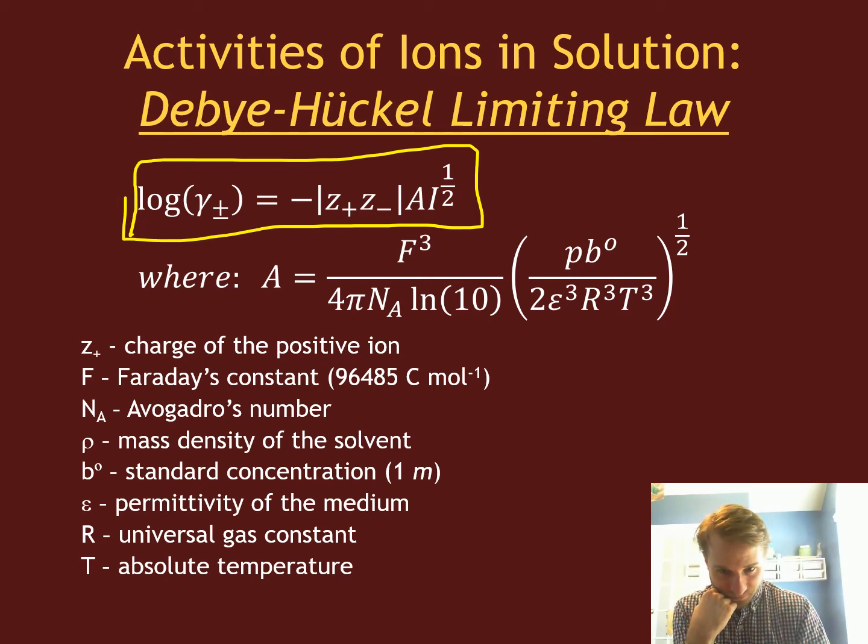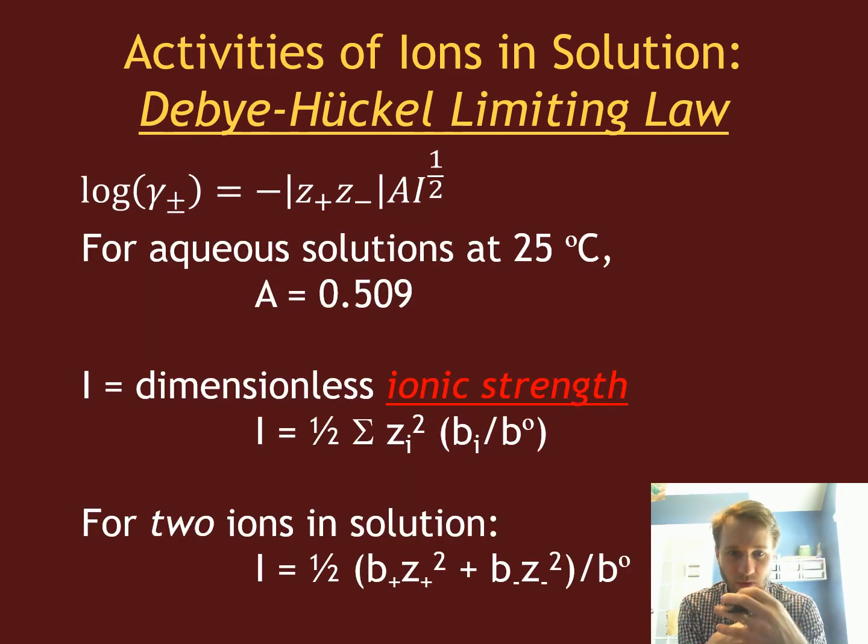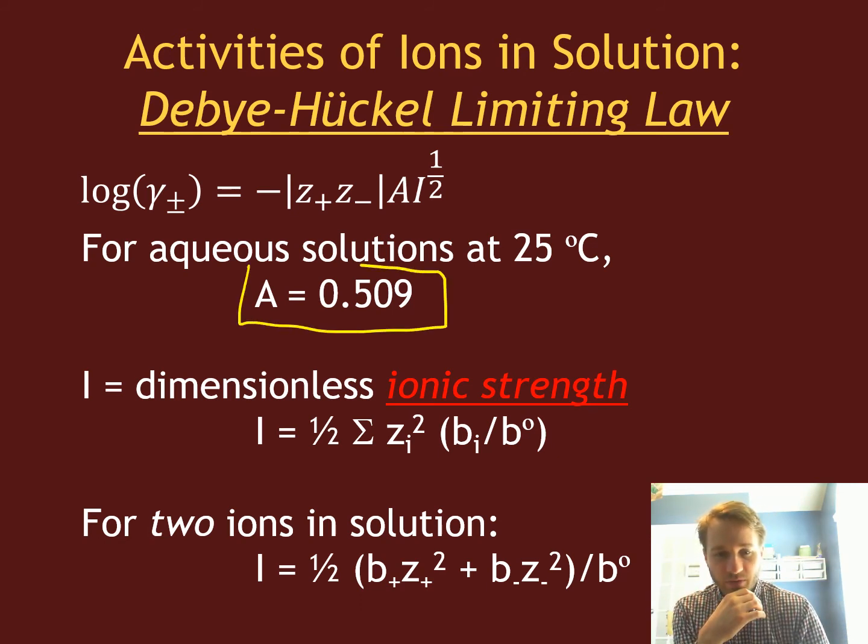A here is literally just a bunch of different constants, and you do not need to memorize that whatsoever. You'll just be given a value for A. For aqueous solutions, so solvent water, at 25 degrees Celsius, A is 0.509, and that's basically what we're going to use. Otherwise, you could potentially calculate it given the properties of your solvent and your temperature, or you just look it up somewhere: what is that constant A for a given solvent at a given temperature?